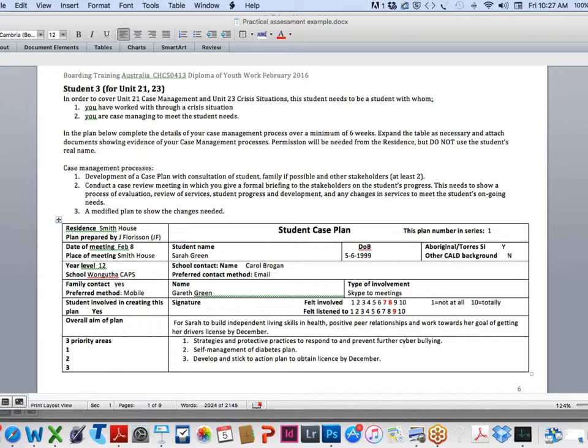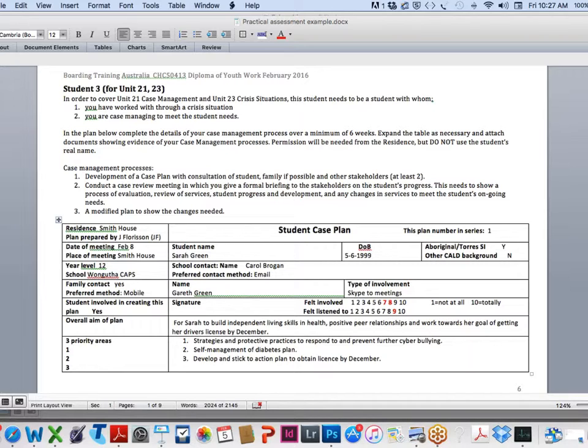So we've talked with Sarah about her overall aims or priority areas, and for Sarah, we've agreed together that she needs to build some independent living skills in her health, because she's also got issues with diabetes that have come out through this whole incident, and she's not managing her medication and her eating very well, and she hasn't got strong positive peer relationships, and the girls and her are having trouble.